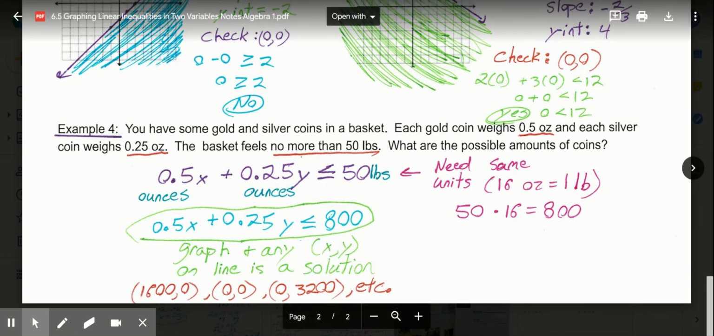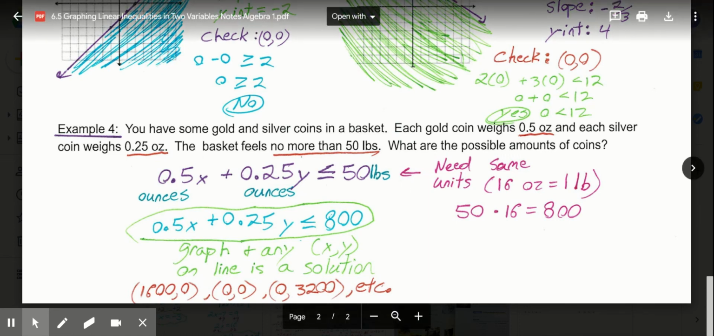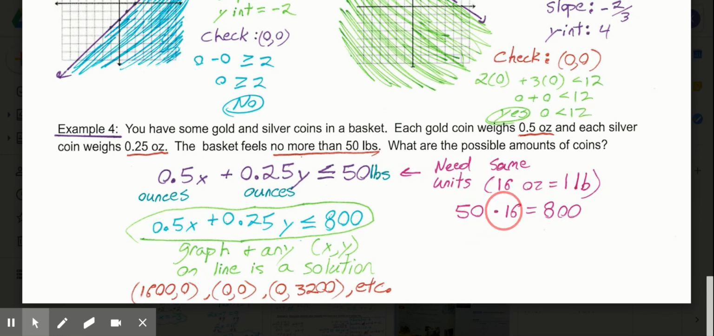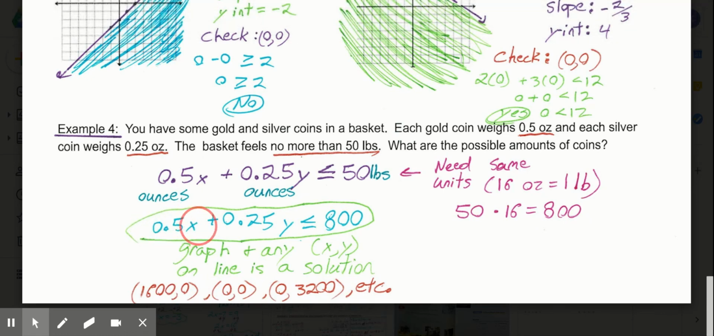So we know we have 0.5x plus 0.25y coming from the weight of the gold and the silver coins. That is less than or equal to our 50 pounds. But we have different units. So we need to convert our pounds so they are also in ounces. So we would take our 50 pounds times 16 to get 800 ounces. So then our inequality becomes 0.5x plus 0.25y is less than or equal to 800.